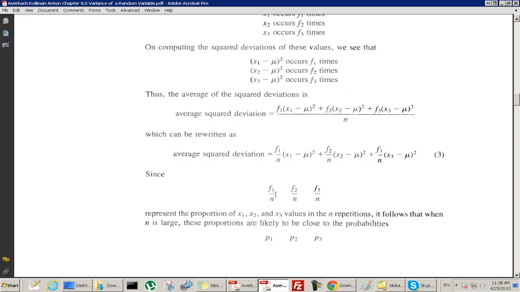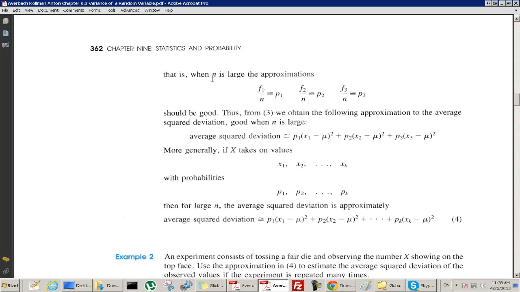And since these parts represent the proportions of x1, x2, and x3 values in the n repetitions, when n is large these proportions are likely to get close to p1, p2, and p3, the probabilities for x1, x2, and x3. That is, when n is large, these approximations should be good. Thus, from 3, we obtain the following approximation to the average. Instead of using this, we'll use p1, which is the probability of x1, p2, which is the probability of x2, and p3, which is the probability of x3. So that's what it would look like if we had three possible values, x1, x2, and x3.